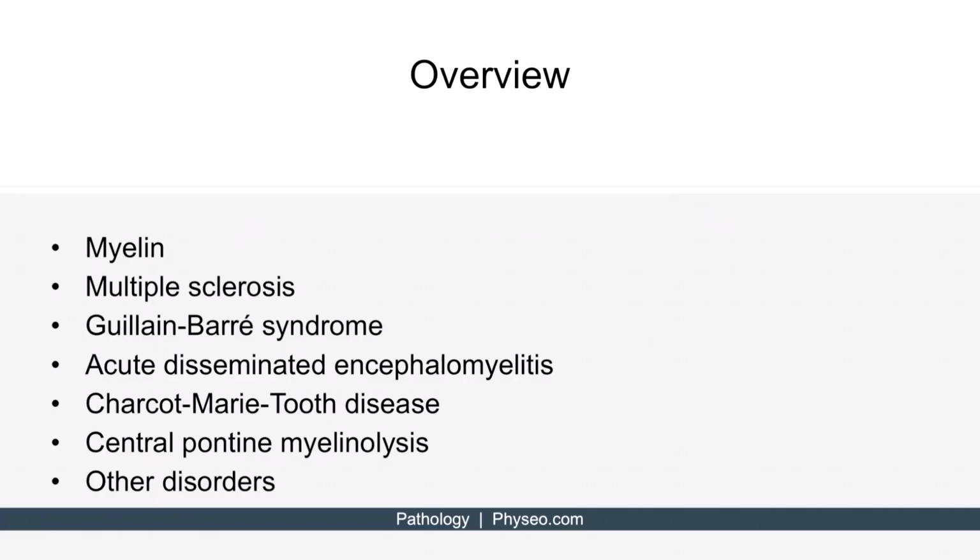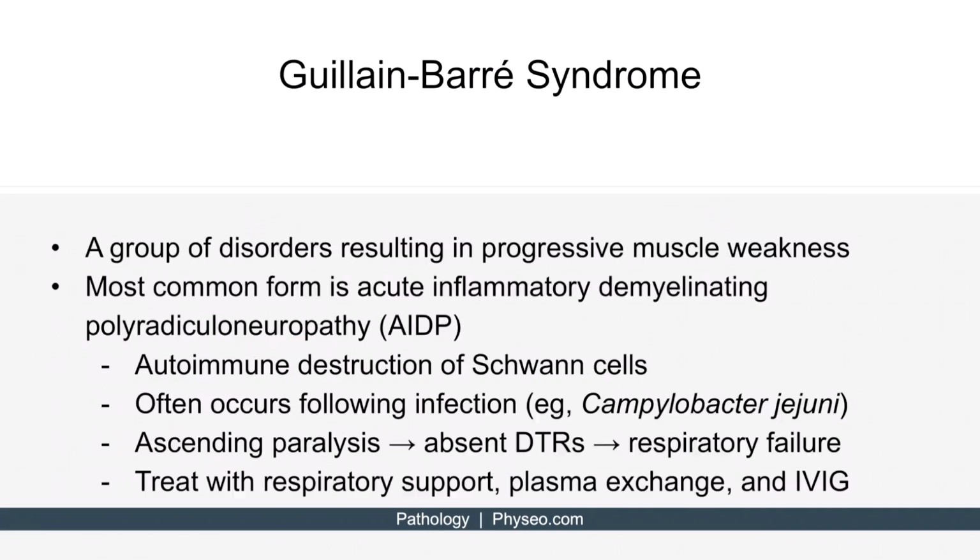All right, now let's discuss Guillain-Barré syndrome. This is a group of disorders resulting in progressive muscle weakness. The most common form is acute inflammatory demyelinating polyradiculoneuropathy, or AIDP. In this condition, there is autoimmune destruction of Schwann cells in the peripheral nervous system. It occurs often following an infection, and a high-yield example to keep in mind is Campylobacter jejuni.